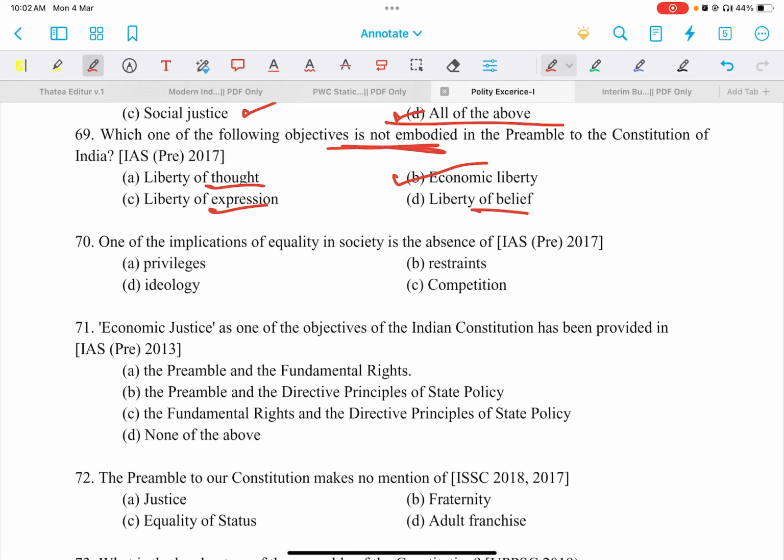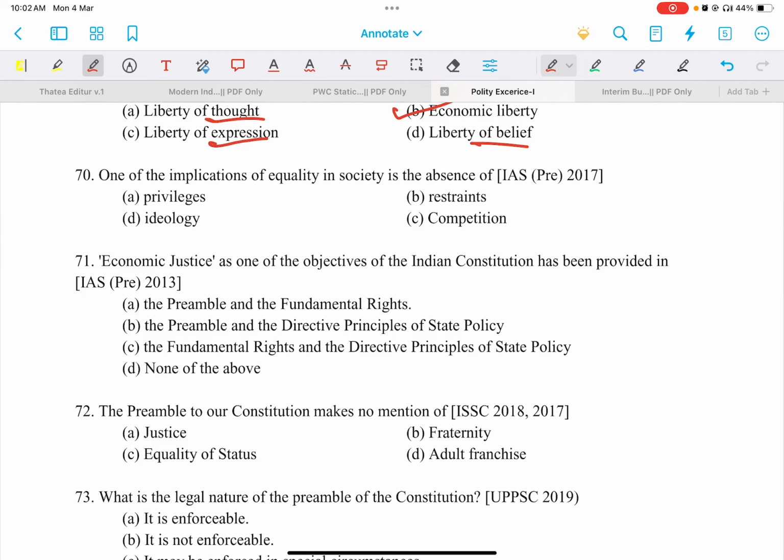Economic justice is there, economic liberty is not. One of the implications of equality in society is absence of privilege. Question 70, A is the right answer.